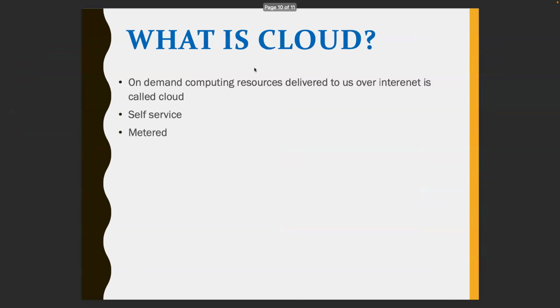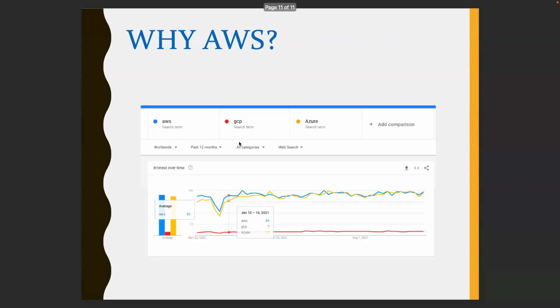So that's where cloud comes in. On-demand computing resources delivered to us over the internet is called cloud. It's self-service and it is metered, and has many other advantages. So now I want a Linux server for my DevOps. I want to install Jenkins on this Linux server. So I'll not spin up a VM on my laptop. You get everything from cloud, connect to those instances and do your hands-on, right? Which is more effective and you also get exposure to cloud.